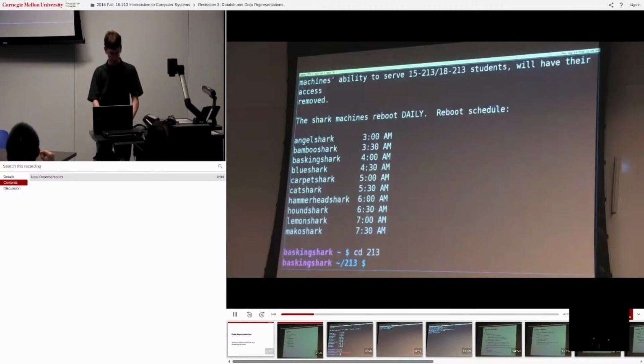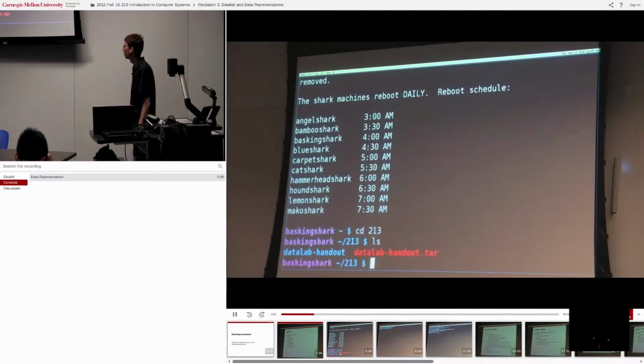So what we have here is, I've downloaded the Data Lab handout.tar from Autolab. And what you want to do is untar it.